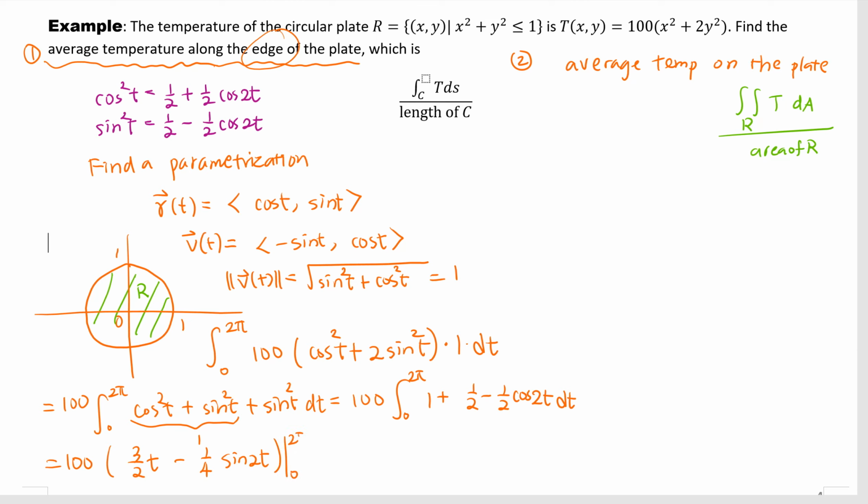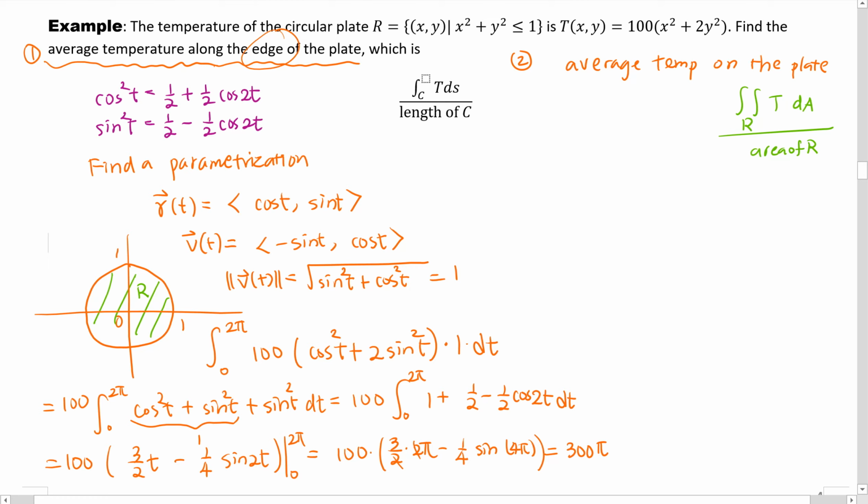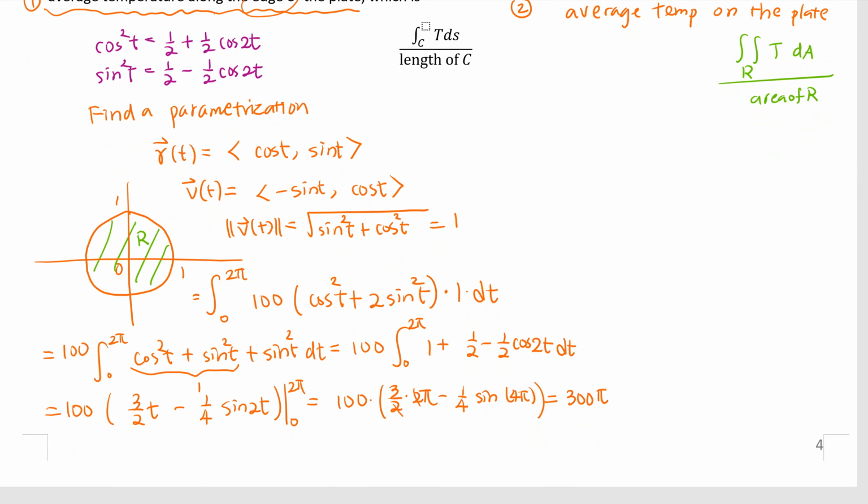Evaluate from 0 to 2 pi. When we plug in 0, the t term is gone, and when we plug in 2 pi, we get 3/2 times 2 pi. For the sine term, sine 0 is 0, and actually sine 4 pi is also 0. So the answer is 300 pi. Okay, so this is the line integral.